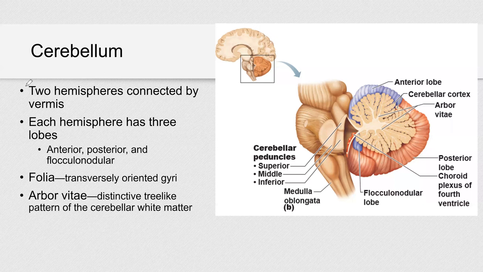So it has two hemispheres connected by vermis. I don't think we can see vermis over here. Each hemisphere has three lobes, anterior, posterior, and flocculonodular. And folia are our gyri, but they are oriented transversely. And arbor vitae is the distinct tree-like pattern of the cerebellar white matter. So that's a really, really very beautiful pattern over here. And, you know, when we have dissection in class, you will see this arbor vitae, very distinct feature of the cerebellum.